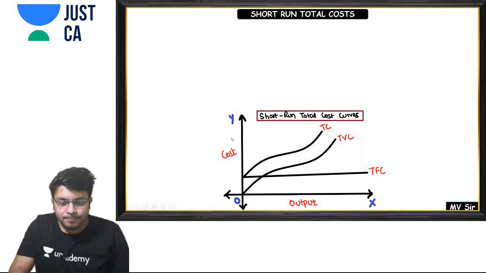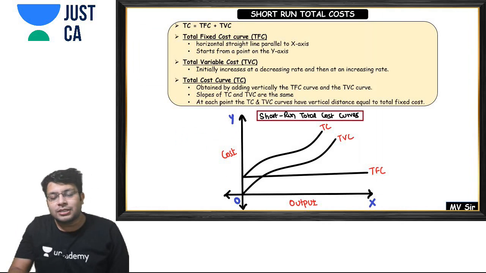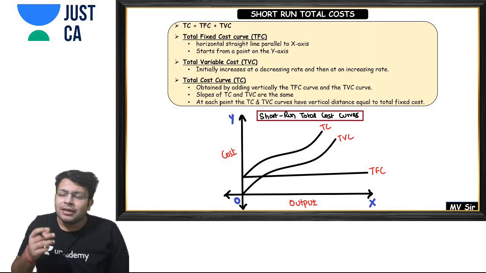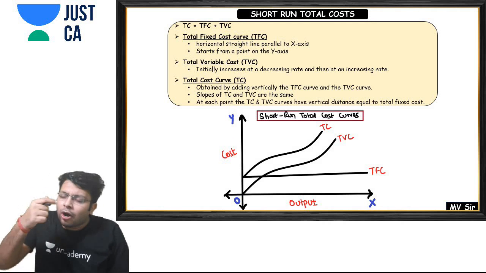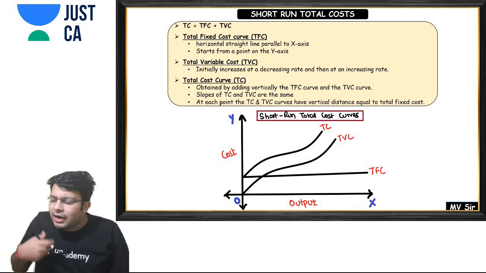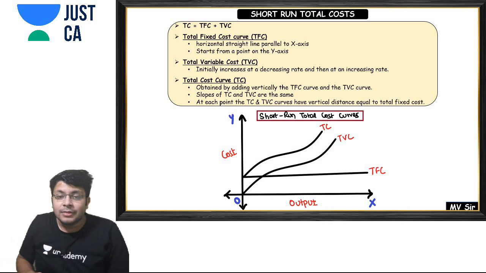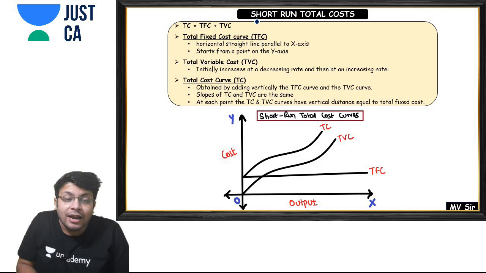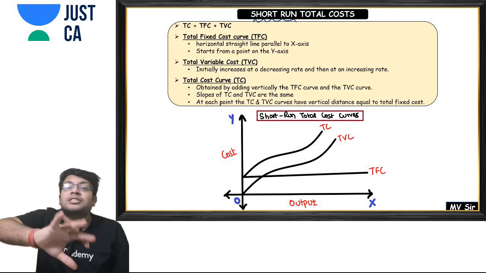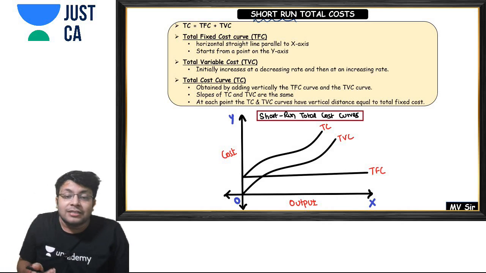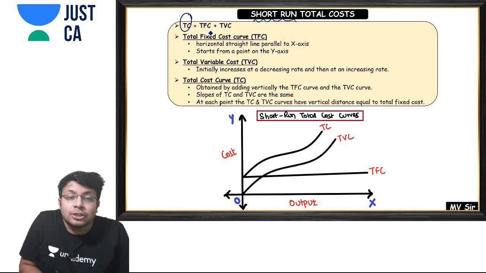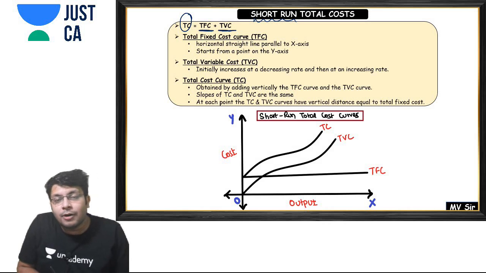Okay. Next is short run total cost. See, in the short run itself, I can have the distinction of variable cost and fixed cost. In the long run, I cannot have such a distinction. That is why in short run total cost, we learn that total cost is total fixed cost plus total variable cost.